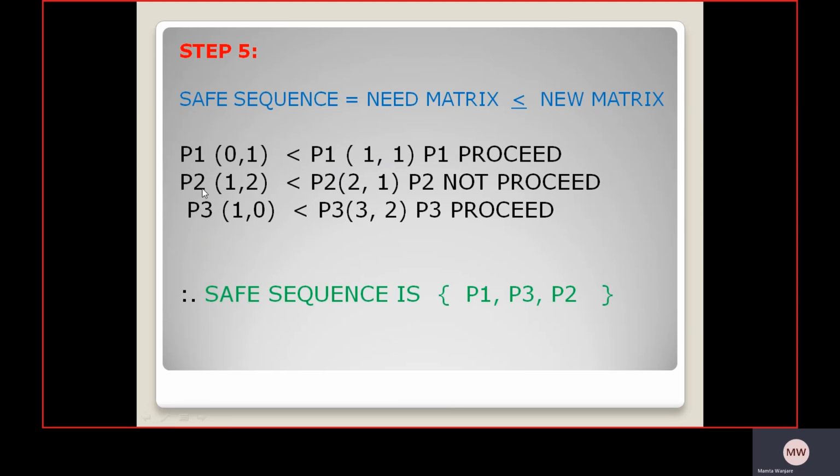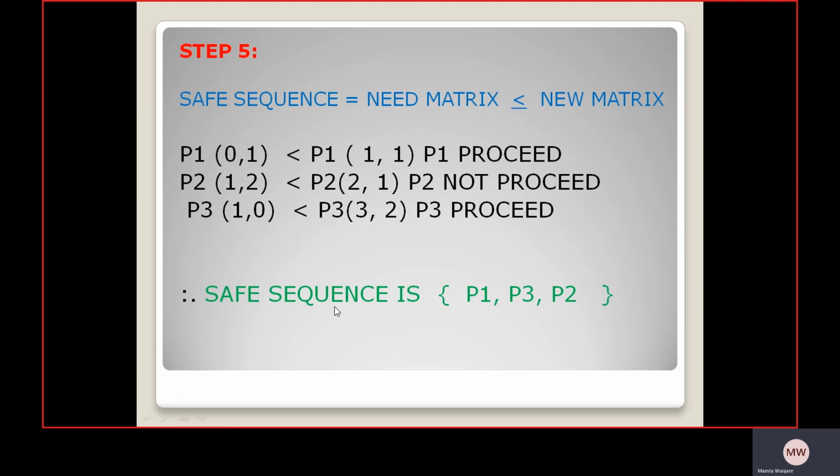Then go for the P2 process. P2 of the need matrix is 1, 2 and P2 of the new matrix is 2, 1. Whenever you compare that value, 1 is less than 2, that is correct, but 2 is not less than 1, so P2 does not proceed. Then go for P3. P3 value of the need matrix is 1, 0 and P3 of the new matrix is 3, 2. Whenever you again compare, 1 is less than 3, that is correct, and 0 is also less than 2, that is also correct, so P3 proceeded.